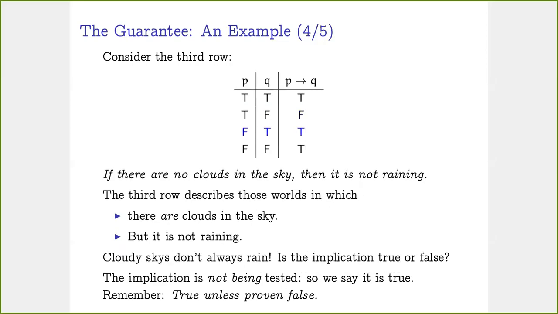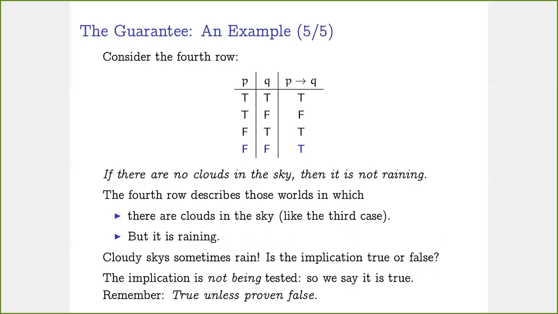Consider the third row. The third row describes those worlds in which there are clouds in the sky and it's not raining. After all, cloudy skies don't always rain. But is the implication true or false? The implication is not being tested. P is not true. So we say the implication is true. Remember, the implication is true unless proven false.